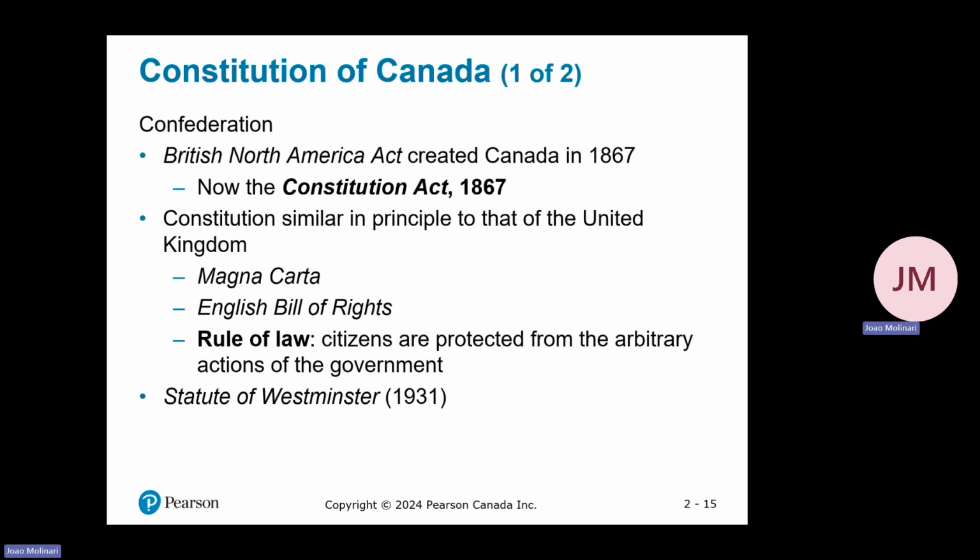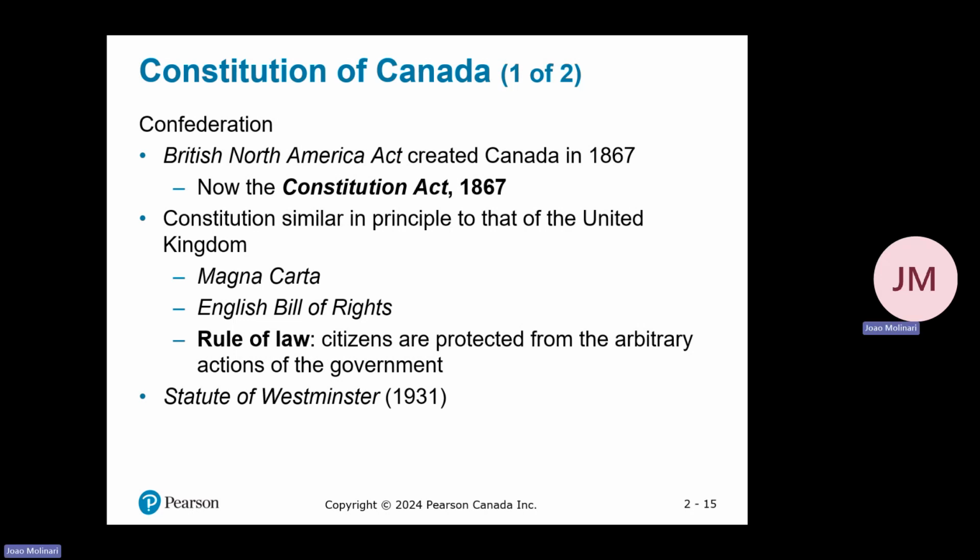Now, let's move on. Talking about the Constitution of Canada now. Well, Canada was formed as a country back in 1867. Why? Because there was the British North America Act. That act created Canada in 1867. But we don't refer to that act as the BNA anymore. We refer to that act as the Constitution Act of 1867. So the law that created Canada as it is nowadays, a country with provinces and territories, is the Constitution Act of 1867.